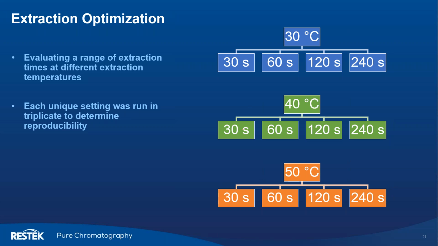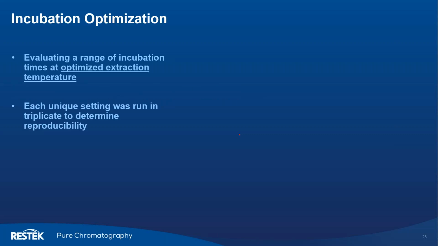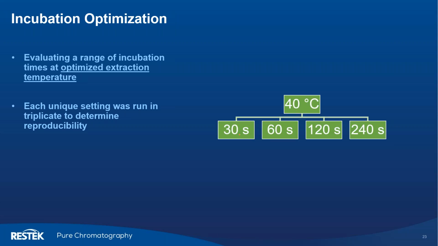And then once you've narrowed in on an extraction time and temperature, you can move into incubation optimization. For incubation optimization, we use the optimized extraction temperature, and now we just look at different incubation times, right? Still running in triplicate. So from the last study, if we settled on a 40-degree extraction temperature, we would then look at incubation over a range of incubation times at that set temperature.